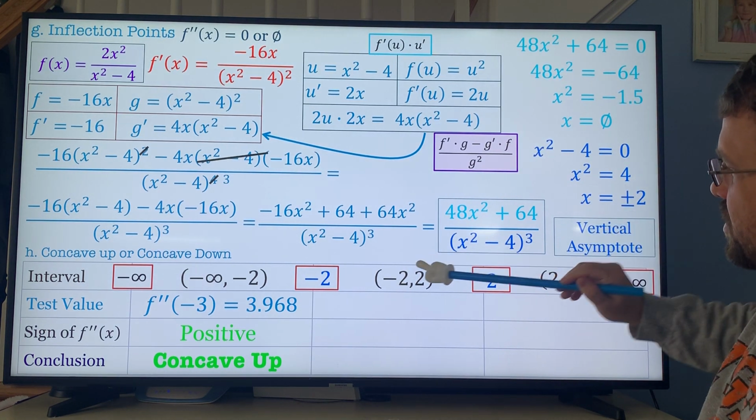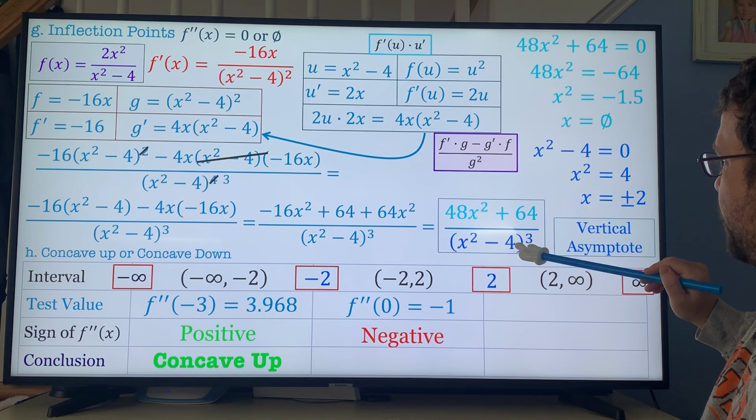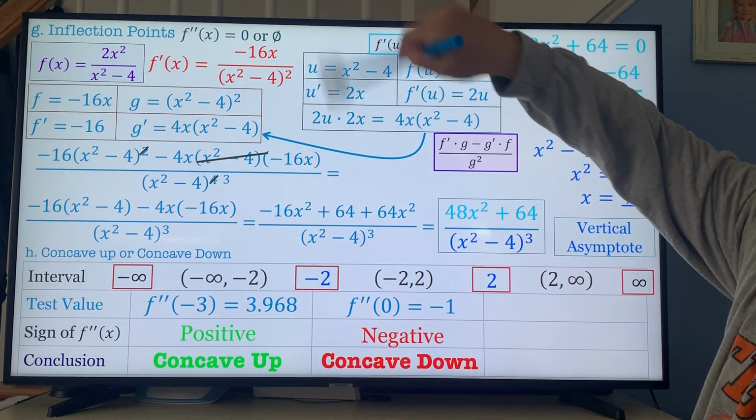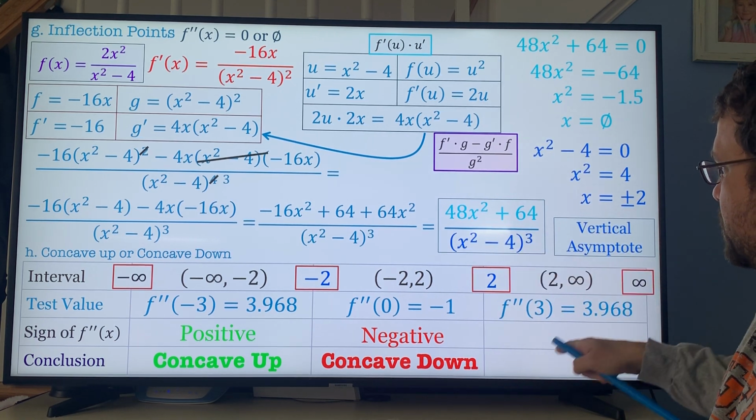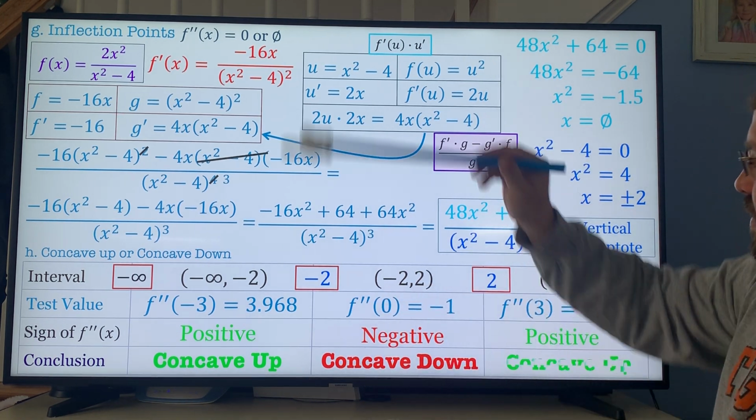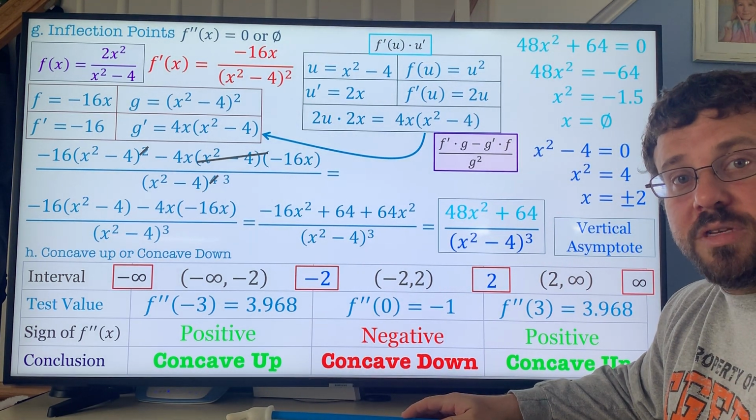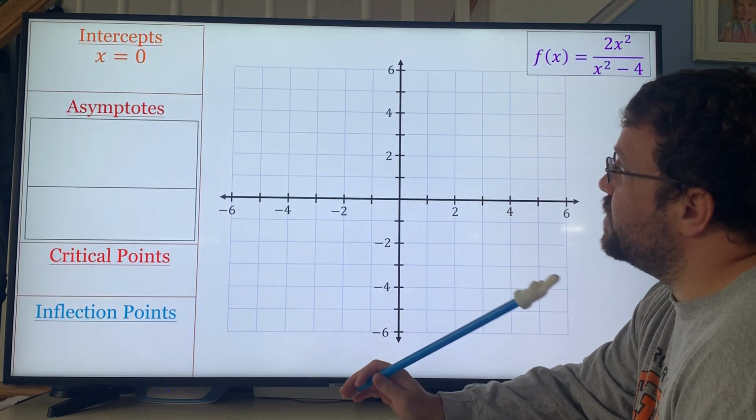When you get that asymptote, between there you pick 0. 64 over negative 4 to the third is negative. Negative is down. So between the two asymptotes is concave down. Here you pick 3 as an answer. Same as over there. Positive, concave up after it's concave up. What does all this mean? Well, let's go graph it. So, what did we say our intercepts were before? 0.